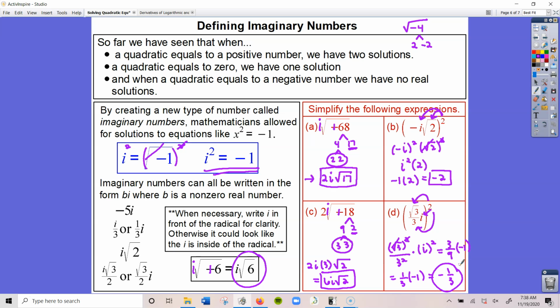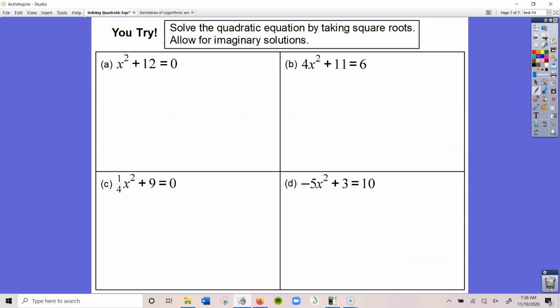Now let's look at how this is applied with quadratic equations. If we're solving and we end up with an equation like x squared plus 12 is equal to 0, I don't know that I'm going to have imaginary solutions quite yet until I start working it out. Sometimes you do, sometimes you don't. So I'm going to subtract the 12, and I get x squared is equal to negative 12.